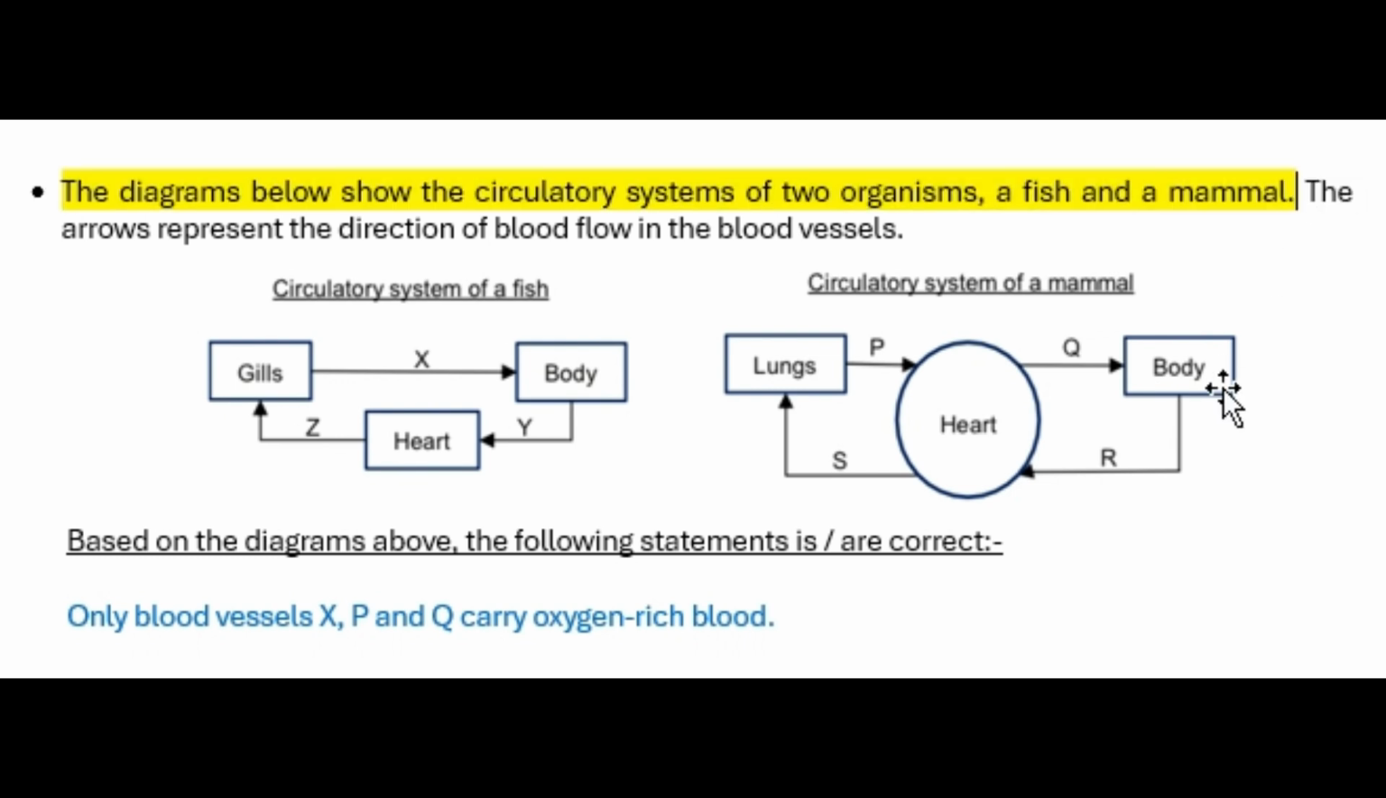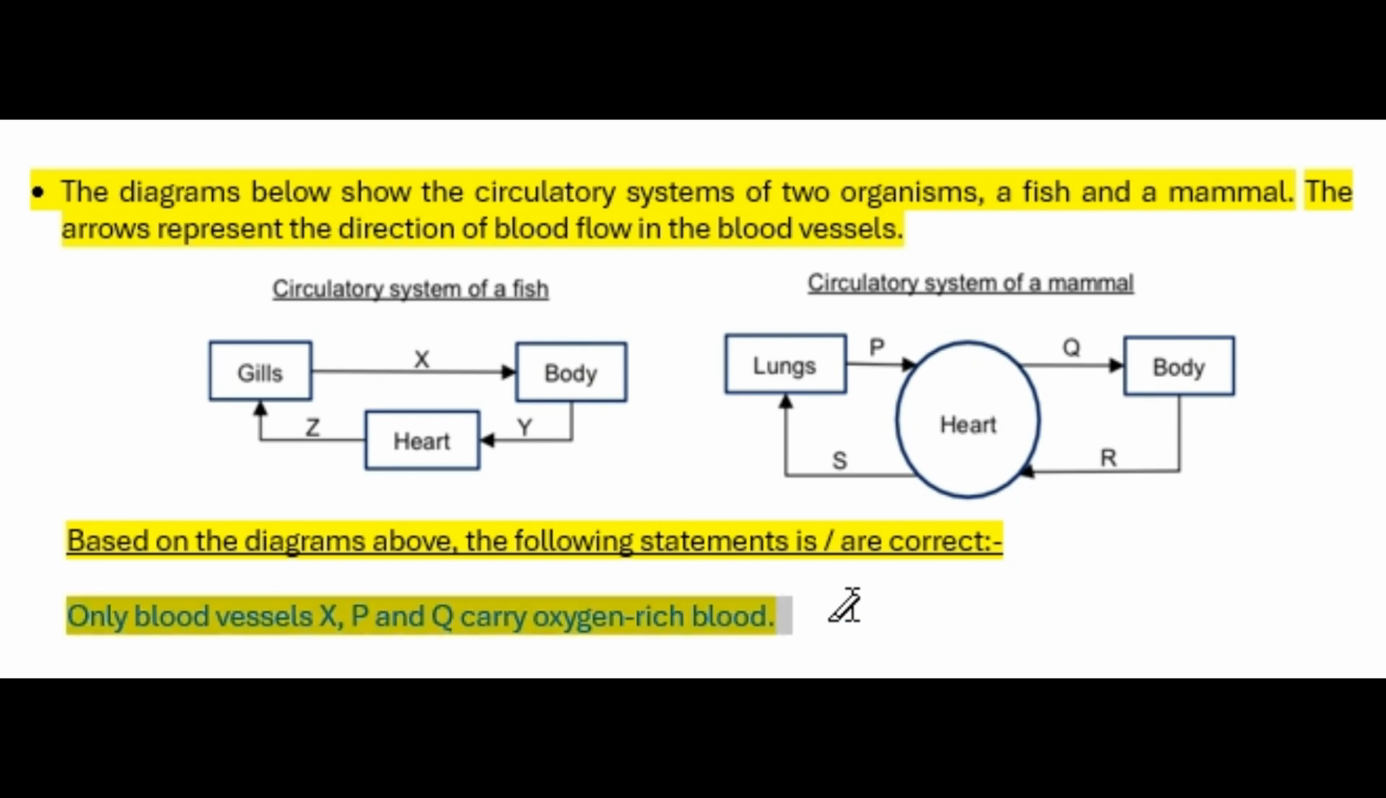The diagrams below show the circulatory systems of two organisms, a fish and a mammal. The arrows represent the direction of blood flow in the blood vessels. Based on the diagrams above, the following statements are correct. Only blood vessels X, P, and Q carry oxygen-rich blood.